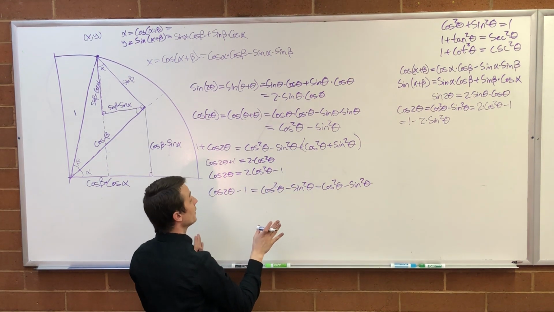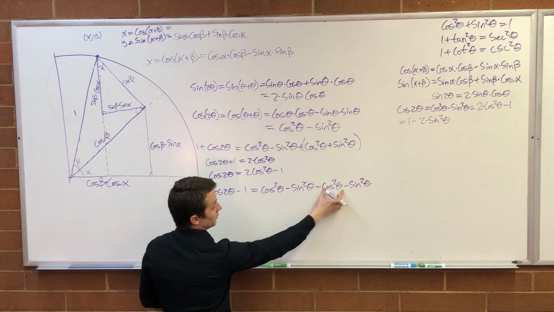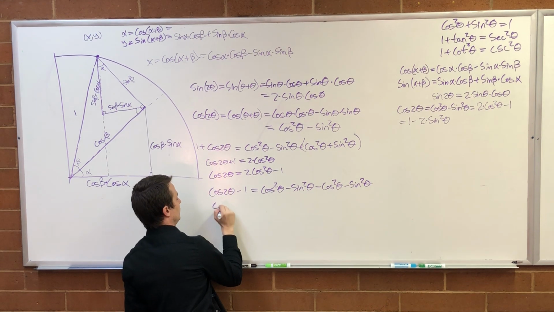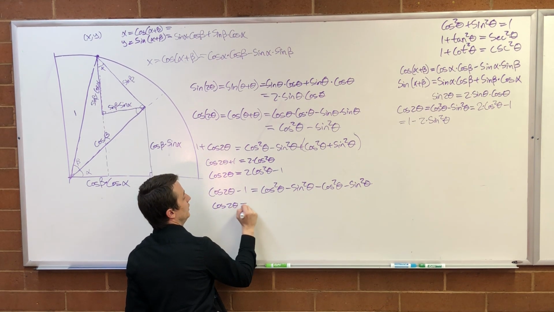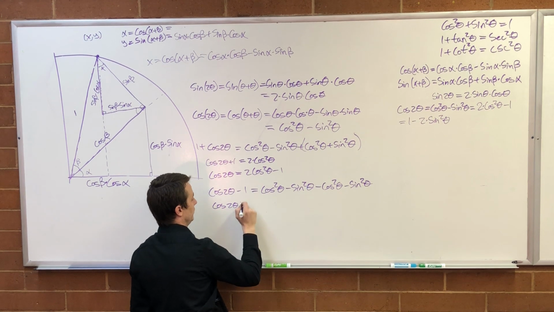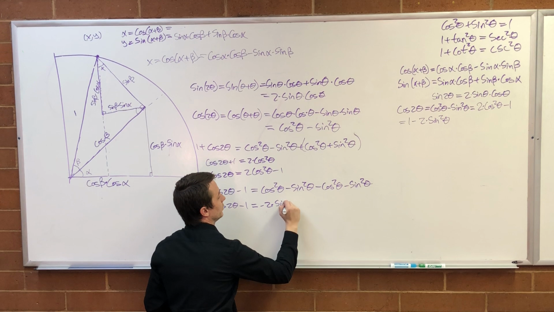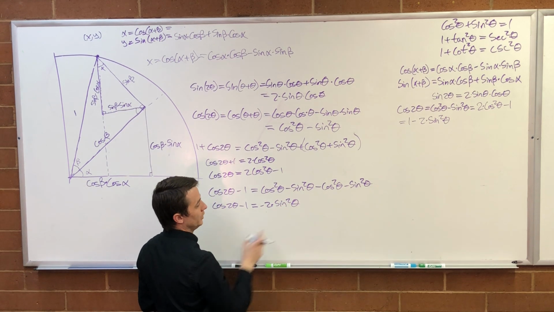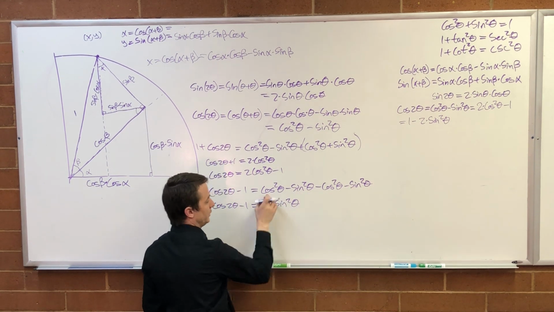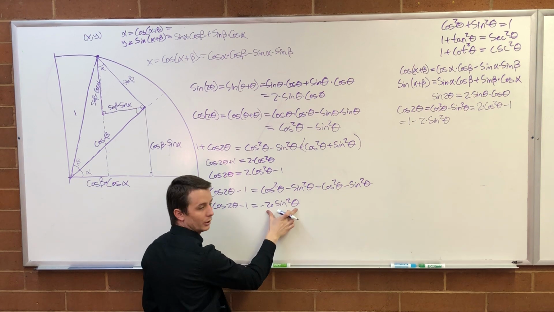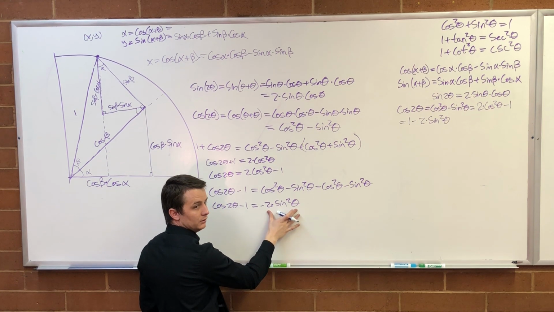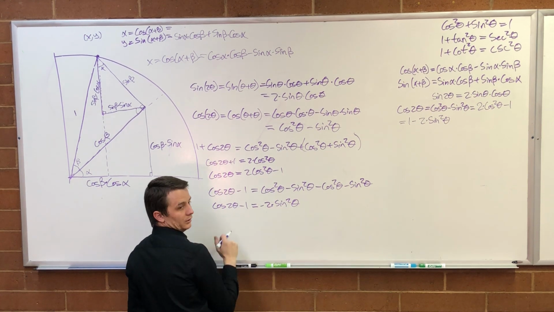Okay, cool. Now, notice this time the cosines are going to cancel out. And so I get cosine of 2 theta minus 1 is equal to minus 2 sine squared of theta. Right? Negative 1 there, but the cosines go out, so we have negative 2 of them total. Everyone follow that? Okay, now I'm just going to move the 1 to the other side.